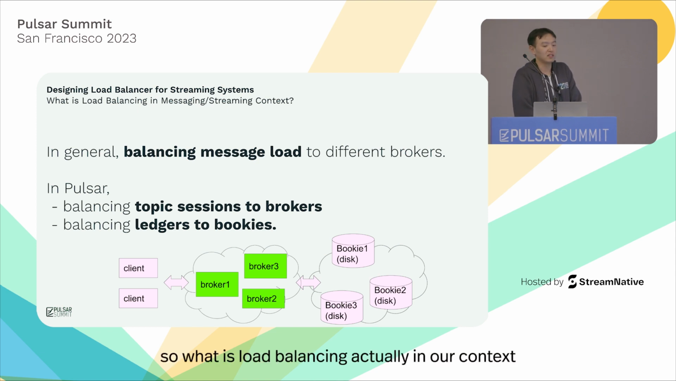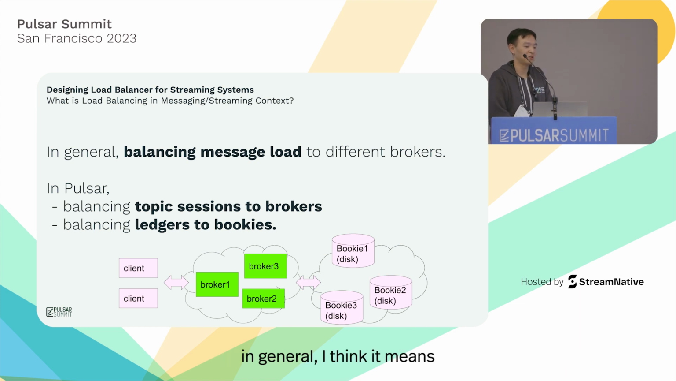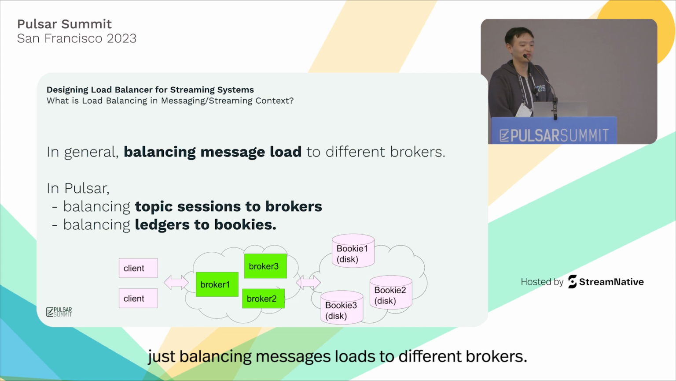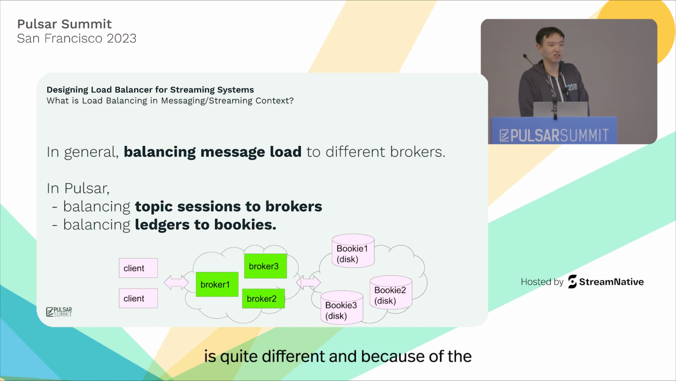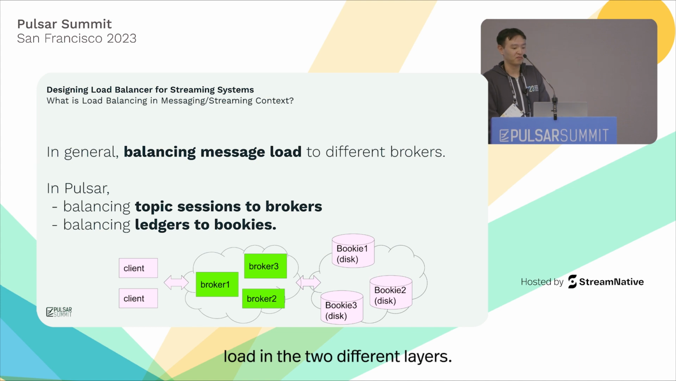So what is load balancing actually in our context, the messaging and streaming context? In general, I think it means just balancing message loads across different brokers. However, in Pulsar it's quite different because of the compute and storage layer separation. So we have to think about how we balance the load at two different layers.